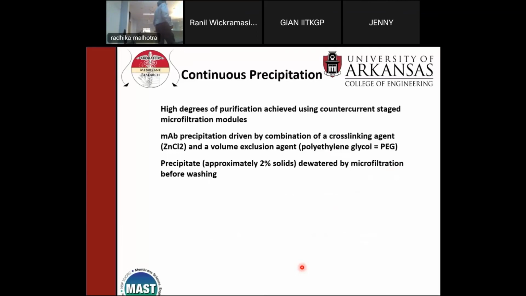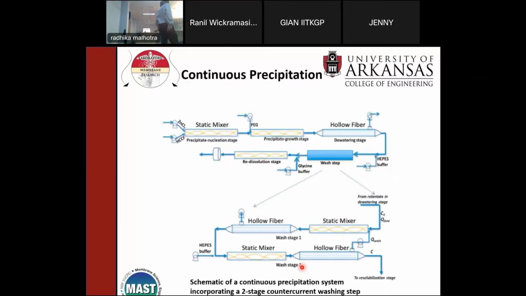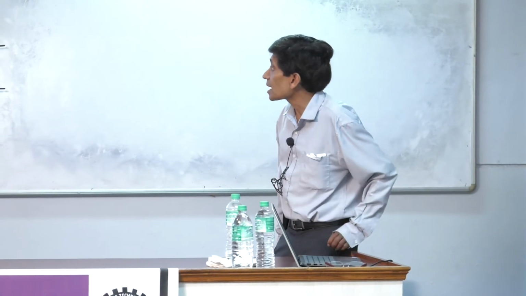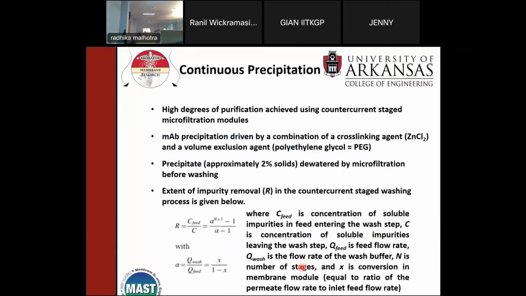What's next? For continuous precipitation, a high degree of purification is achieved using countercurrent stage microfiltration modules, with MAB precipitation driven by a combination of cross-linking agent, precipitate approximately 2% solids dewatered by microfiltration. Okay. And so here's another figure that was similar to the previous one I showed, where you can combine these units and run them in a series like that. And you can have multiple steps. You can have one, you can do three, you can do many stages. Okay, high degree achieved by countercurrent stages.